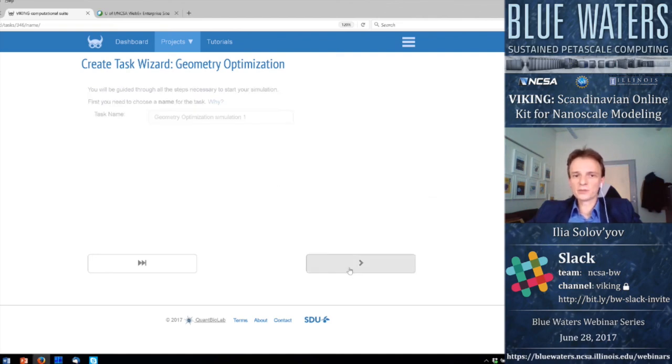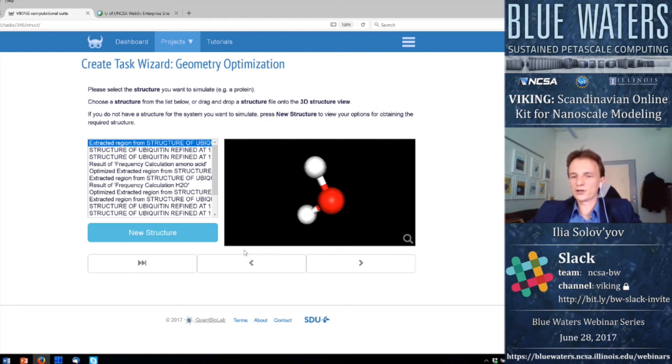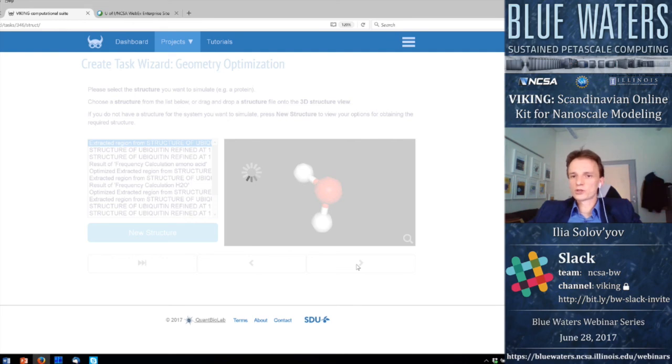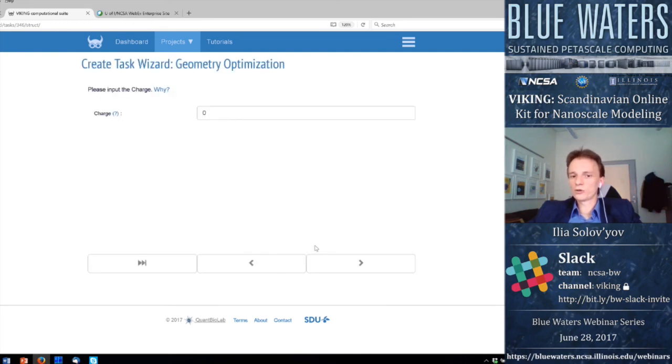So this wizard is much simpler because it requires much fewer parameters. First of all, we provide it with a structure, which in the case of my test presentation here is just this extracted molecule from the previous MD simulation. As you can see here, this is the water molecule that we have selected. Then we proceed to the next step. We need to say that the molecule is electrically neutral, so the charge is 0. And we need to define the multiplicity. And again, you can go here and read more about what multiplicity is if you are not sure about that.